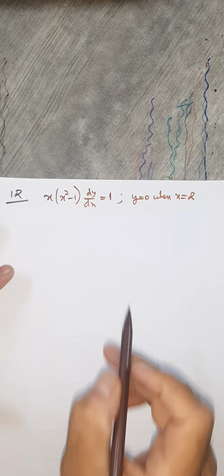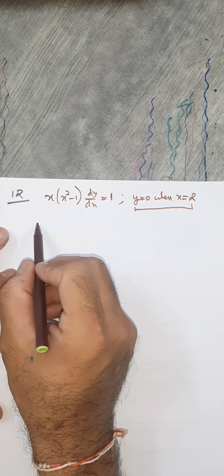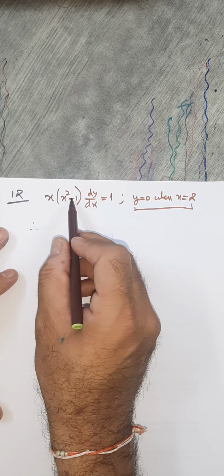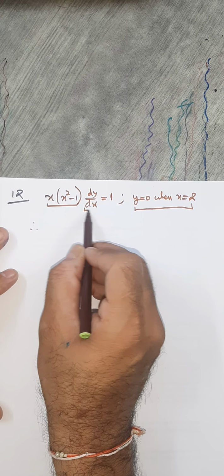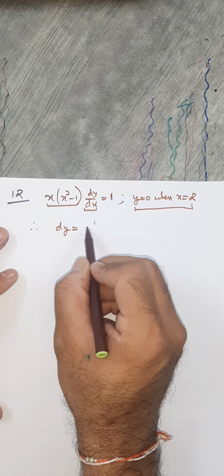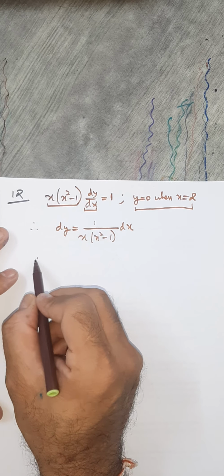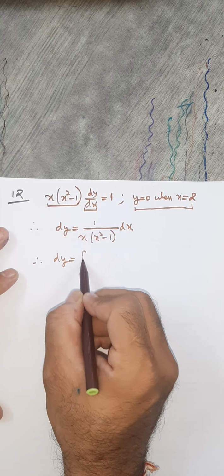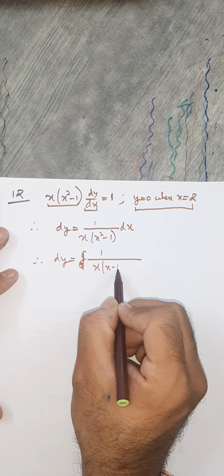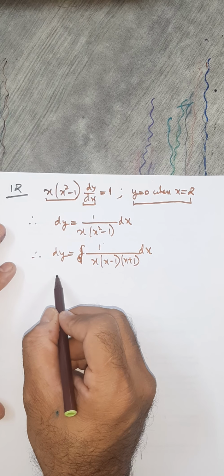In this question also you are given this initial condition, so you need to find the particular solution. First, variable separable form. This is about variable x, so I'll take this one over there. So dy equals to 1 upon x into x square minus 1 into dx. If you realize what is the right hand side expression, it is 1 upon x into x minus 1 into x plus 1.